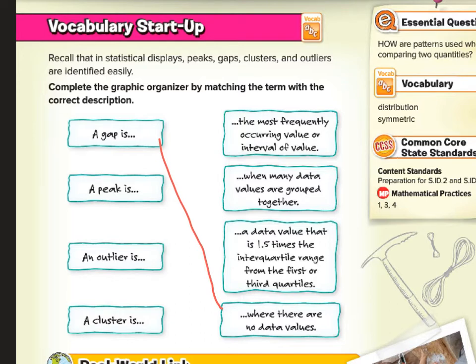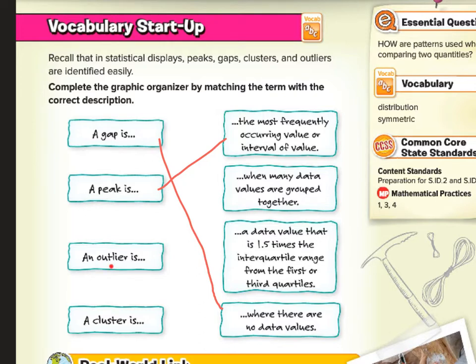A peak. So if you think back to the area, or if you're considering data, think of a peak as a mountaintop. And this is often where you find the most data, the most information at its highest point. So a peak would be the most frequently occurring value or interval of value. So there we go.